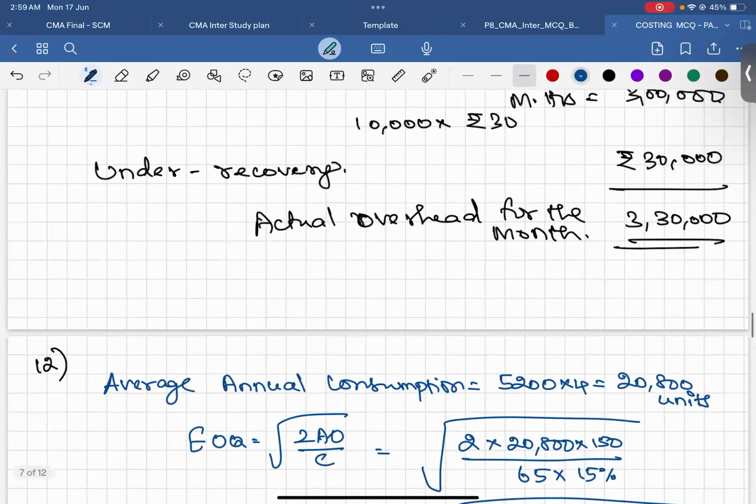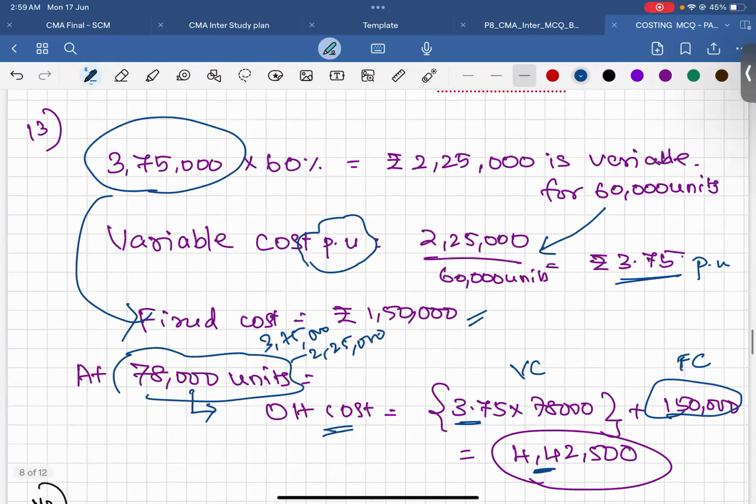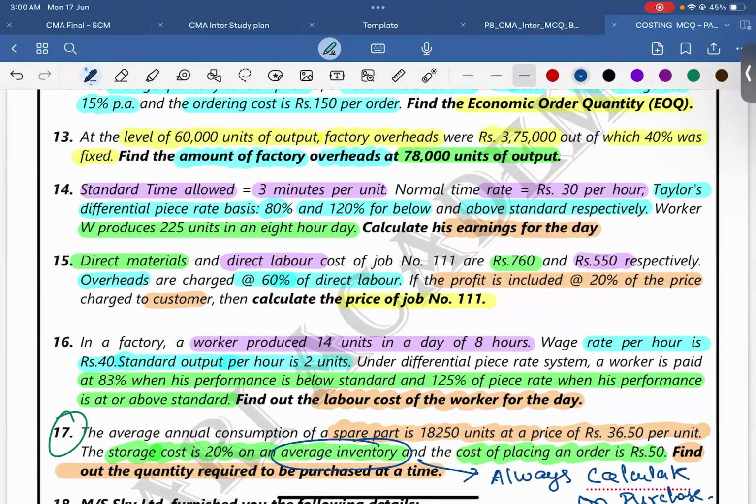Then the 14th one, we will read the question. The answer for question number 13 is 4,42,500. Question number 13 we have done. Yes, we have done. We'll go with question number 14.